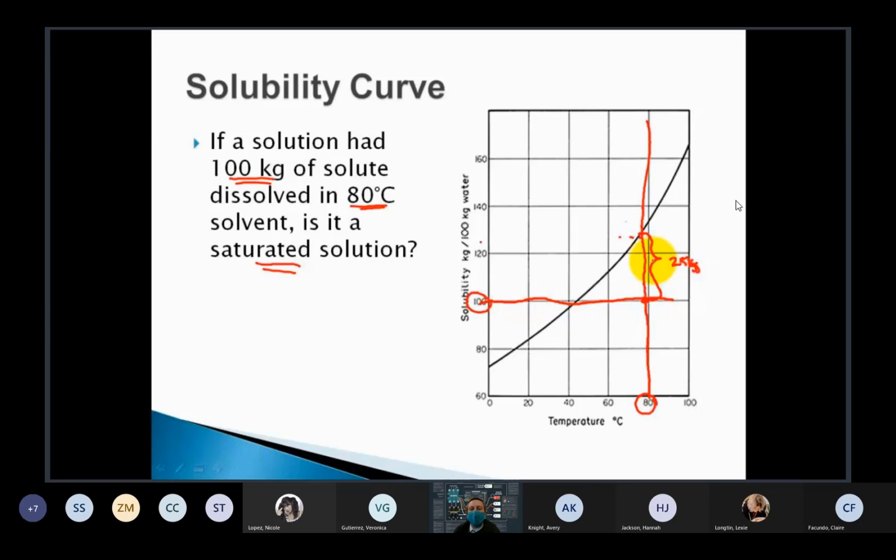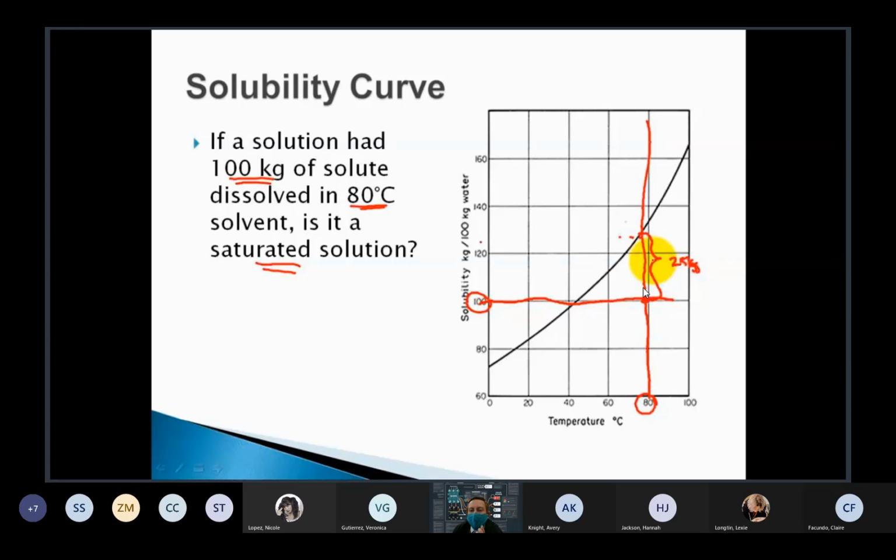Here's an example of a solubility curve and a quick question. If a solution had 100 kilograms of solute dissolved in 80 degrees Celsius solvent, is it saturated? 100 kilograms of solute per 100 kilograms of solvent. So let's just look at the units on our graph. This is kilograms per 100 grams water. This is temperature. If we're at 80 degrees Celsius and we have 100 kilograms per 100 kilograms, we just have to find that on the graph. 80 degrees Celsius, 100 kilograms per 100 kilograms.